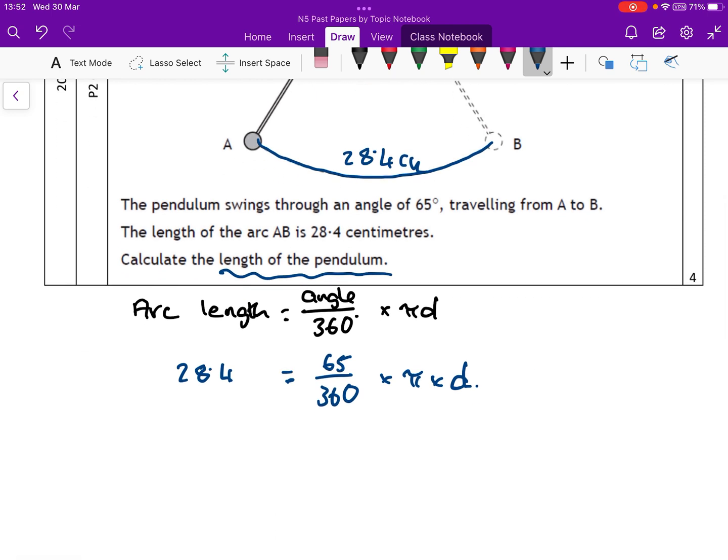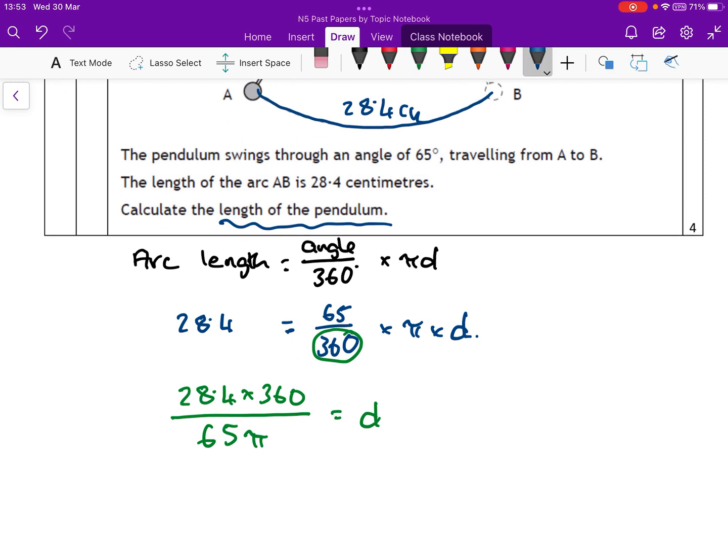Okay, so we need to rearrange this formula to get the d on its own. We've got a divide by 360 here. To get rid of it, you need to do the opposite of dividing, which is multiply. So I've got 28.4, and I'm going to multiply that by 360. Then this d has been multiplied by pi and by 65. To undo that, remember the inverse operation of multiplying is dividing. So you're going to divide by 65 pi, and you can put a wee multiply in between them if you want. That way you would have d on its own.